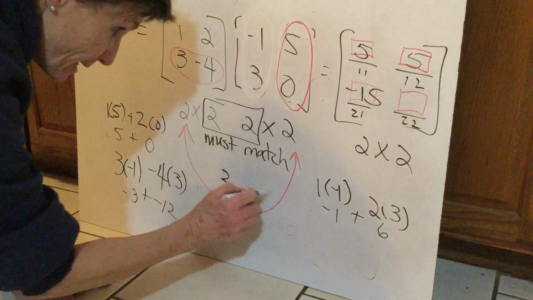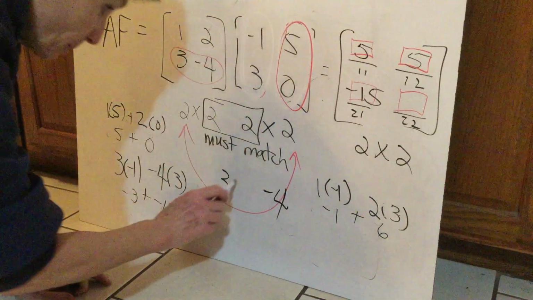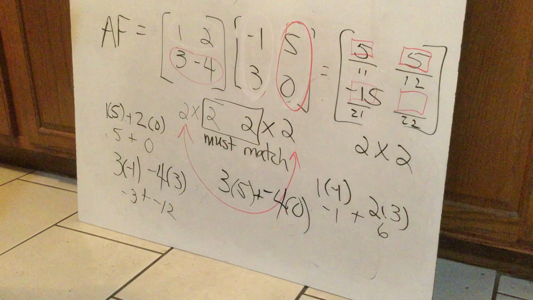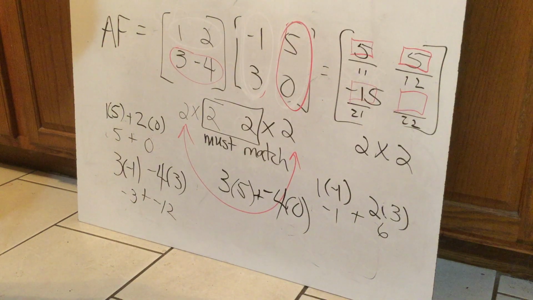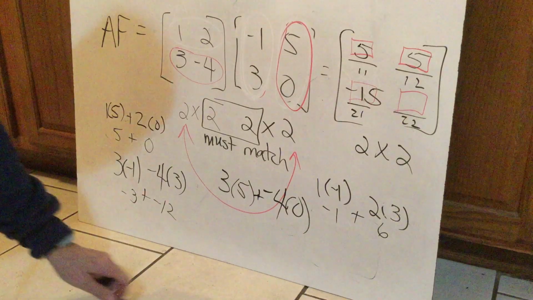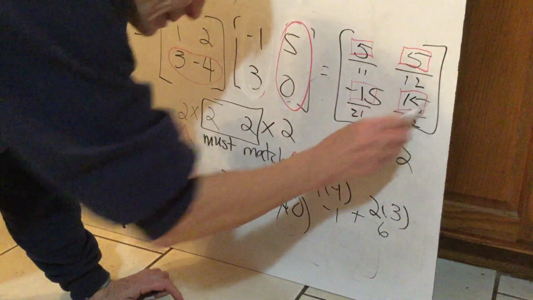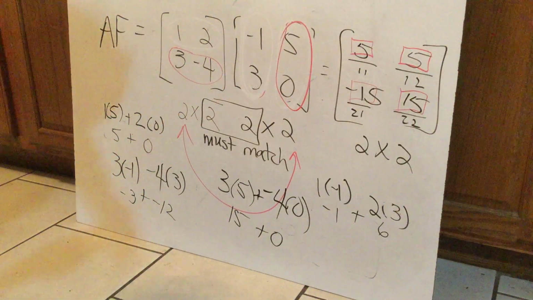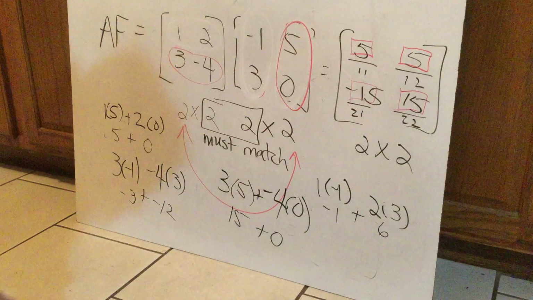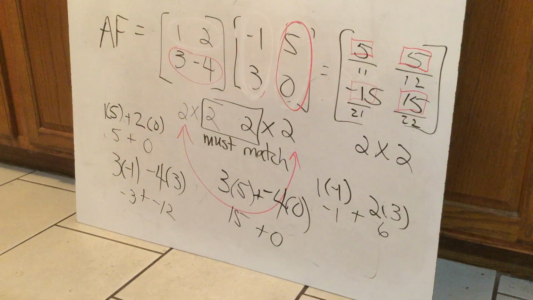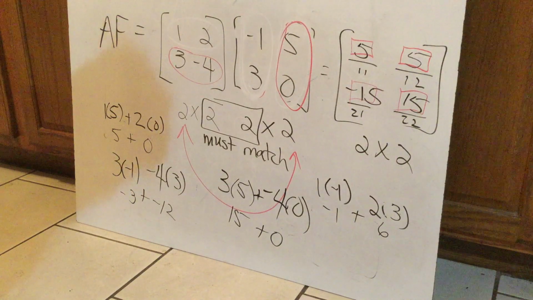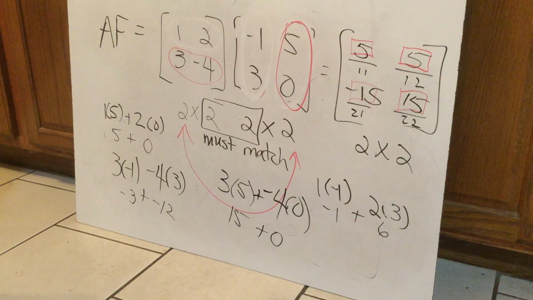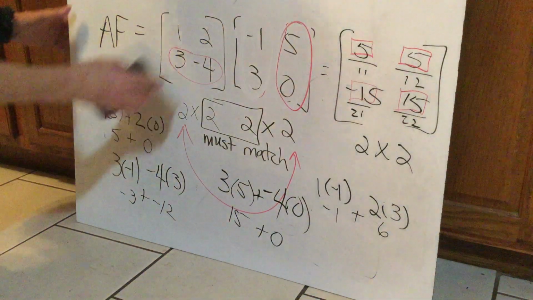Remember, it's rows of the first, columns of the second. So we have our 3 and our -4, and we're going to multiply it times 5 and 0. So what do we end up with? I got 15. Did you get 15? It's 15 plus 0. So that, my friends, is the answer to the question. Wow, that's a lot. So that's A times F.